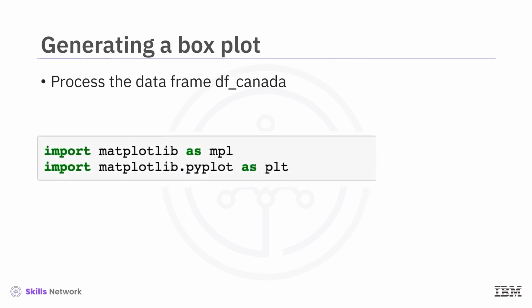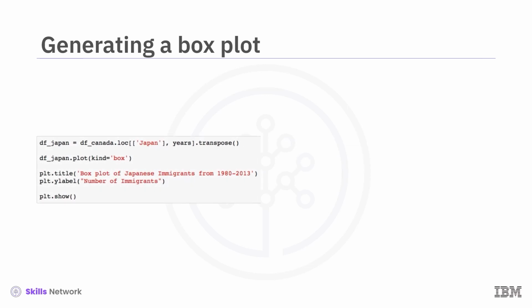We want to create a box plot to visualize immigration from Japan to Canada. As with the other tools we've learned, we start by importing Matplotlib as mpl and the pyplot interface as plt. Then we create a new data frame with the data about Japan, and we exclude the total column using the years variable. Then we transpose the resulting data frame into the correct format to create the box plot.